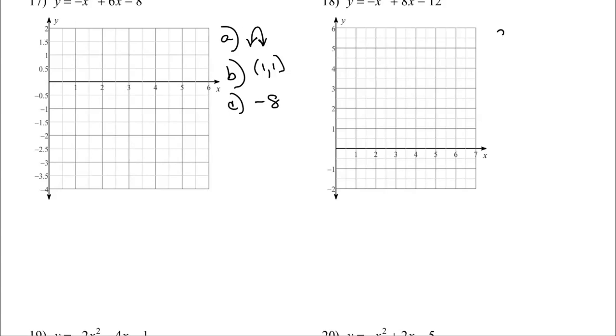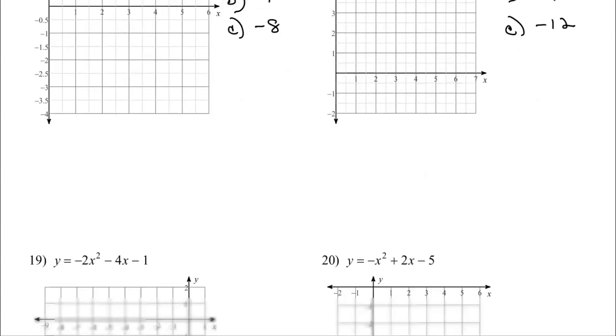For 18, my function is down and down. My vertex for number 18 is going to be 4, 4. And my y-intercept is going to be -12, and you can graph that.